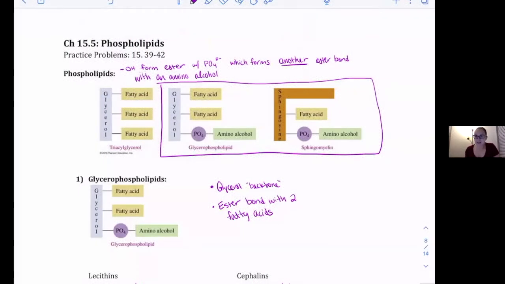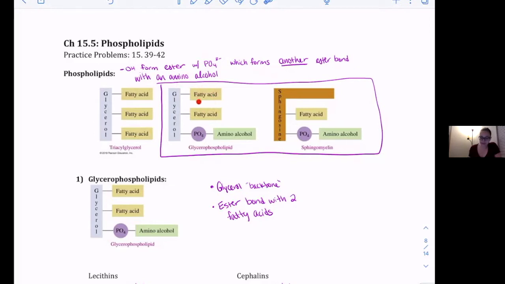Okay, so next up we have our phospholipids. These are overall going to be pretty similar to our triglycerides that we were just talking about. The triacylglycerols, as I'll remind you over here, is where we have our glycerol with 3 fatty acids. A phospholipid is a little bit different, in which one of the alcohols on the glycerol is going to form an ester with phosphate, PO4 minus 3, which then forms another ester bond with an amino alcohol. So that's down here.